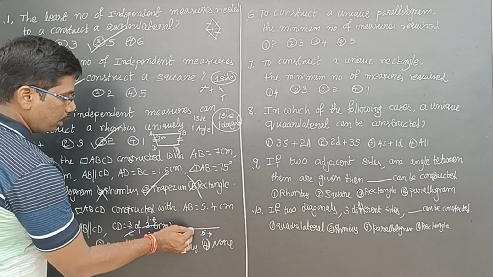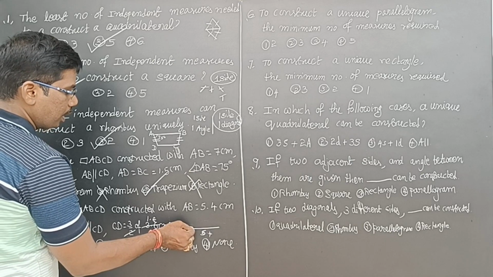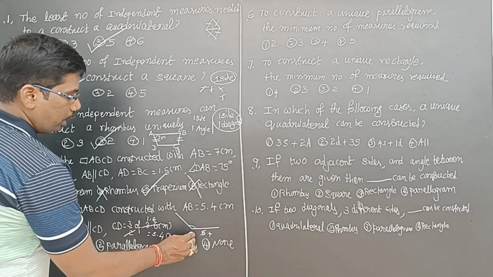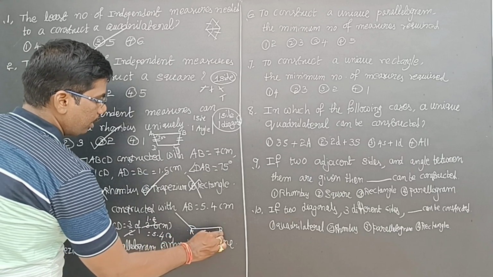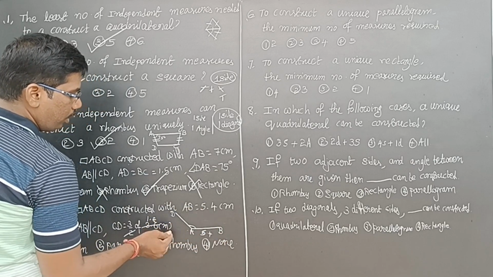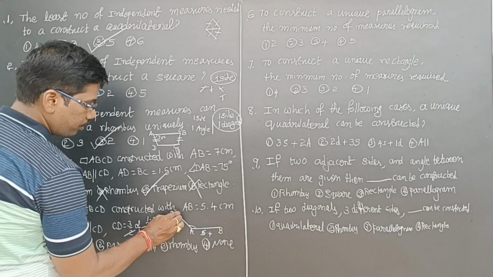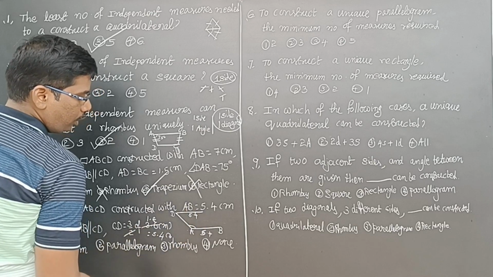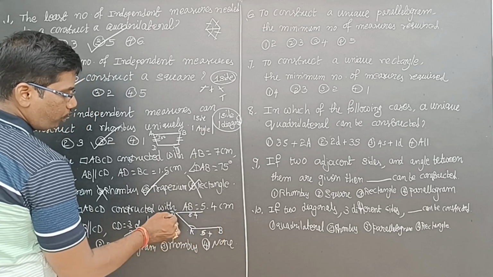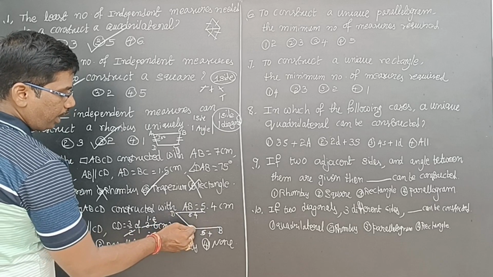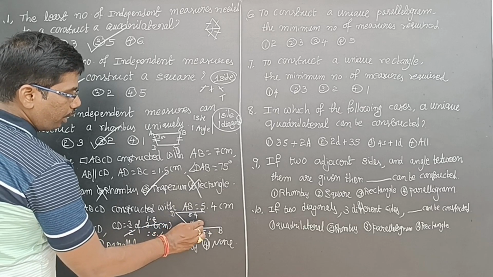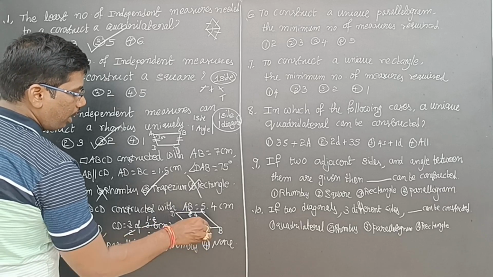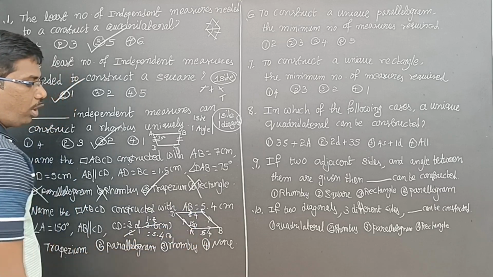Angle A is 150 degrees, so it will look like this. Now see A, B, C, D. CD is also 5.4. Clearly observe, AB is 5.4, CD is also 5.4, angle A is 150 degrees. Then if you join BC, definitely this will be parallel and this will be parallel. What are you getting?